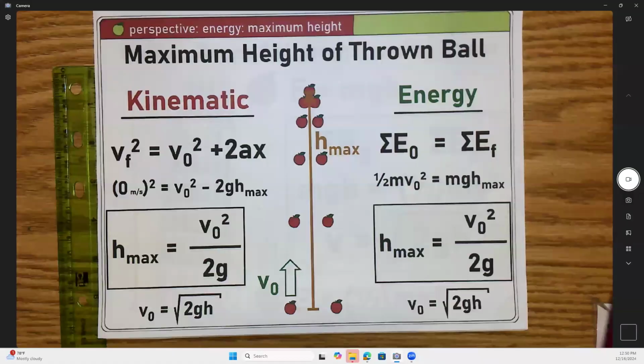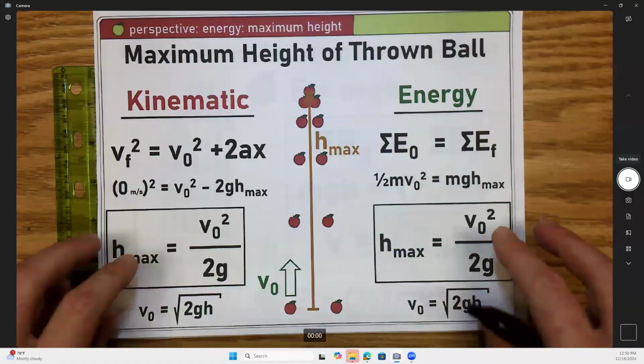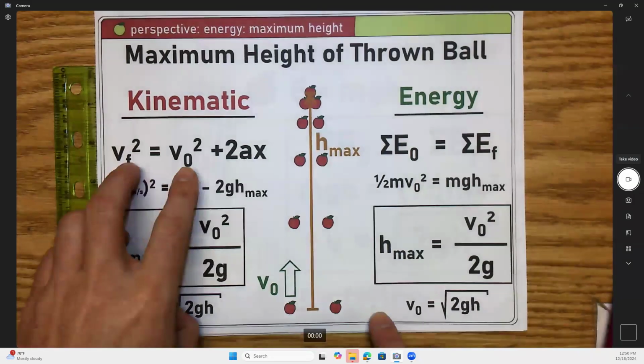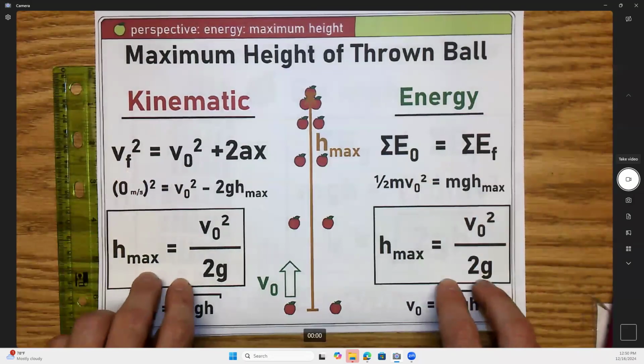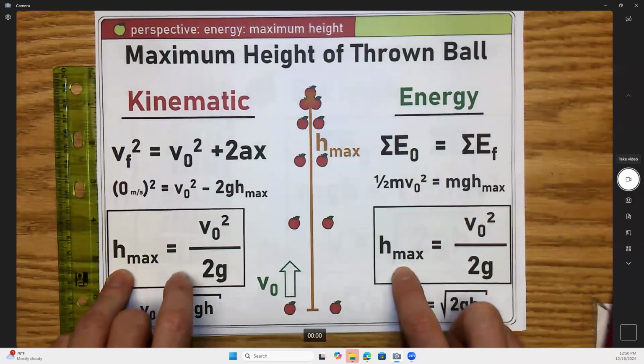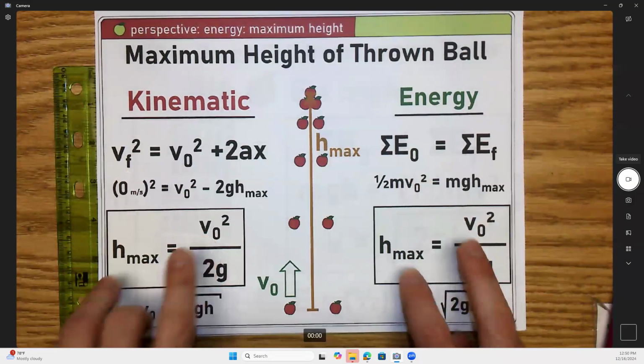So let's try this out. Here are 2 different ways to solve it. You can start with the third kinematic formula. You can start with conservation of energy. Either way, you get to this box: how high does the ball go as a function of how fast you threw it. It's the same answer.